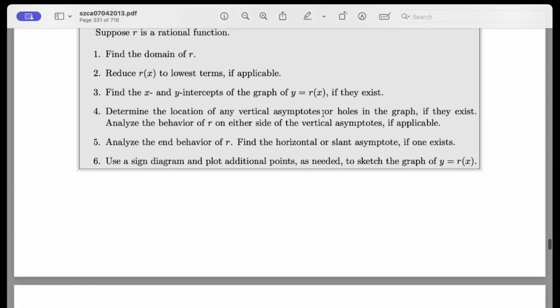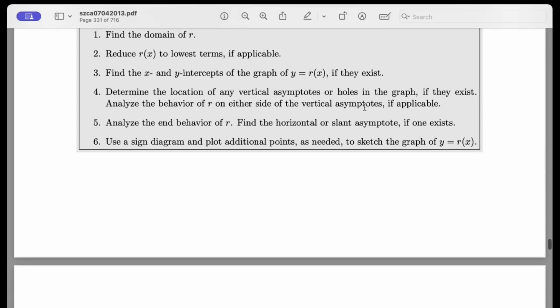Then look for any vertical asymptotes or holes. Those are places where the bottom is 0. Vertical asymptotes are where the bottom is 0 and the top isn't. Holes are where both top and bottom are 0. And then we're going to look at the behavior of r on either side of those.